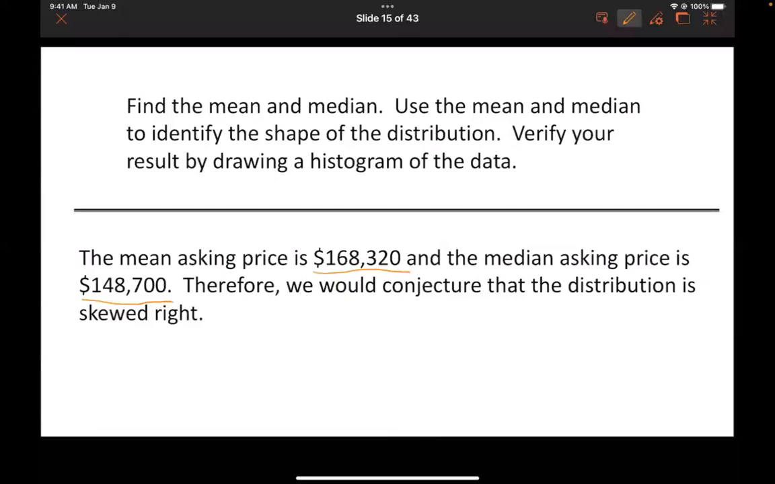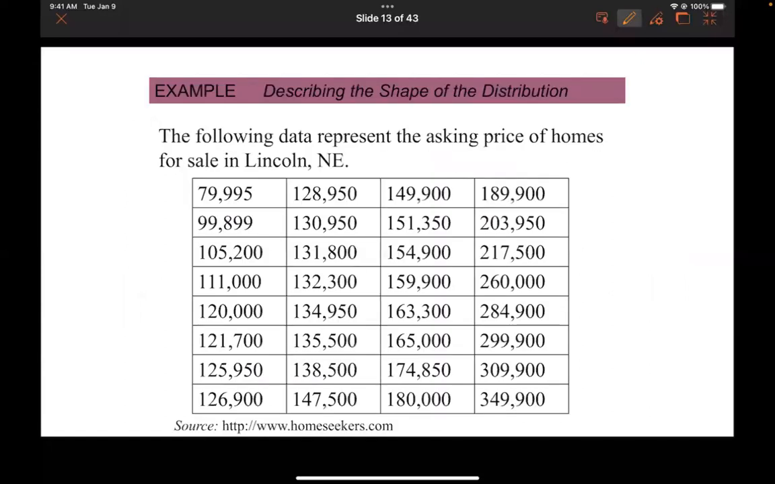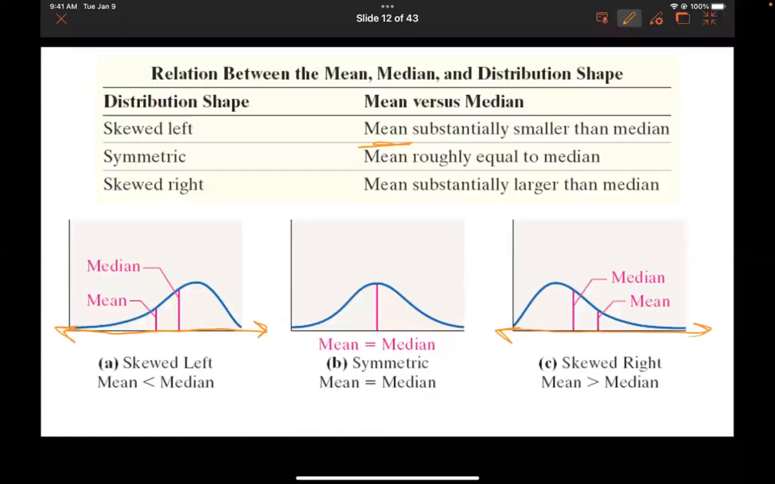I thought the mean was supposed to be a lot smaller and the median was supposed to be higher. It really depends on what you do. So let's take a look back here. If my mean is higher, I'm skewed right. Think of this as a number line. The mean is to the right of the median, so the mean is higher. Therefore, it is skewed right. Oh, because of the number line. Okay, that makes sense.